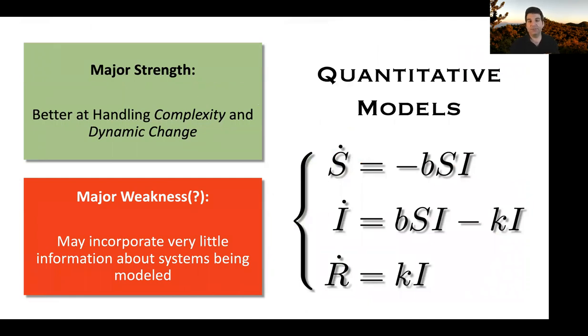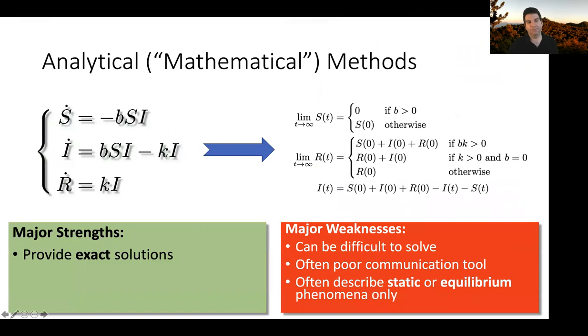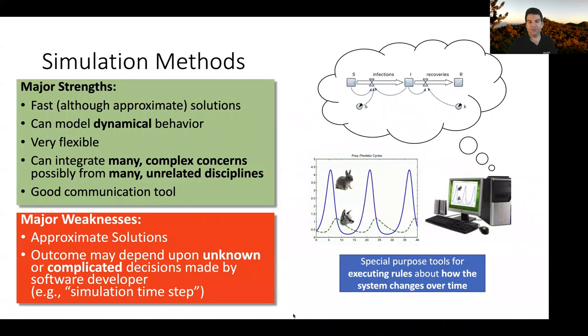And we mentioned that there's different types of quantitative models. There can be the math that we can solve, and that can be great for some things, but in reality, this is not really great to communicate to others with. And in the end, the types of things that we can solve with the tools that we have are often very limited. And so we have simulation models, which is what we've been learning how to do.